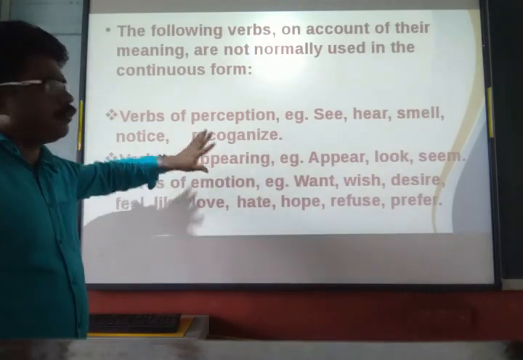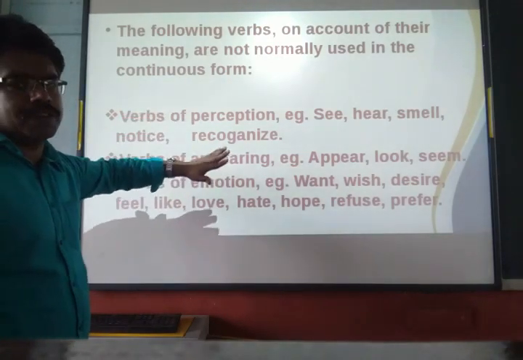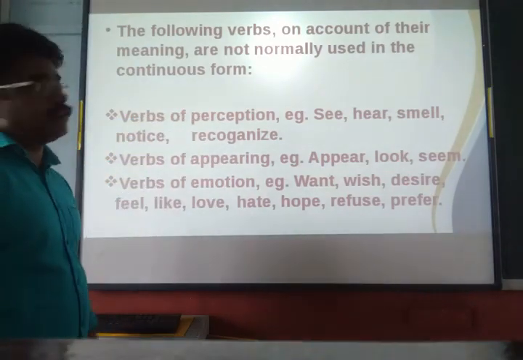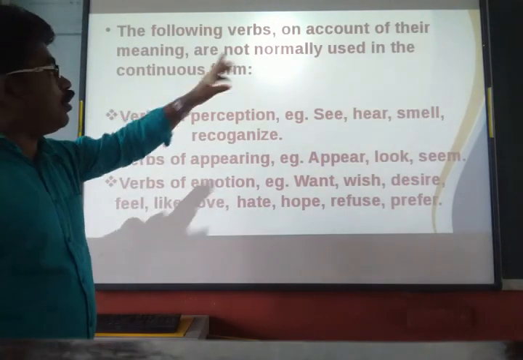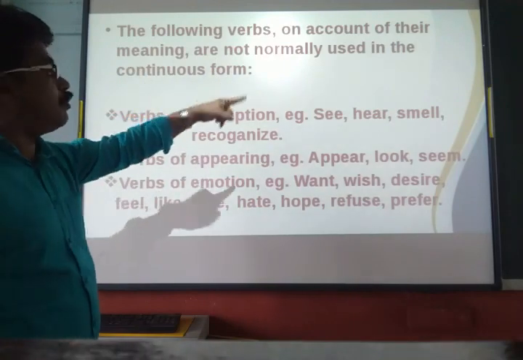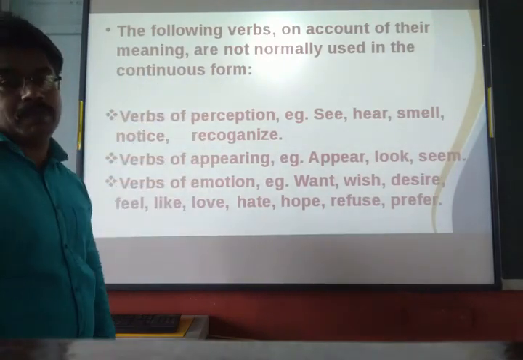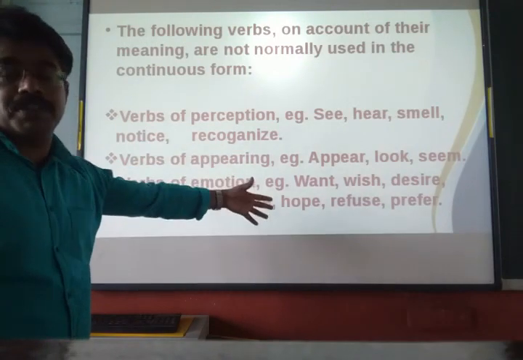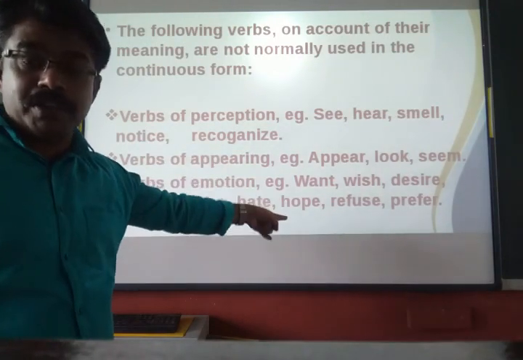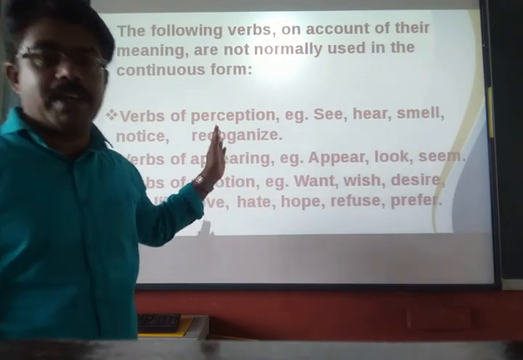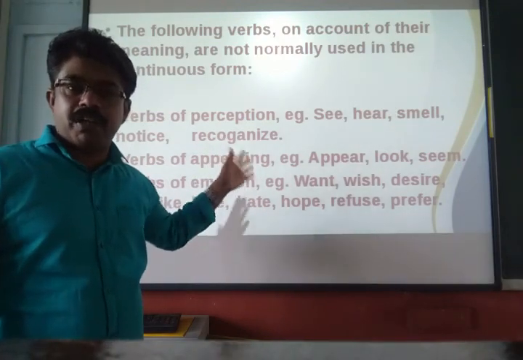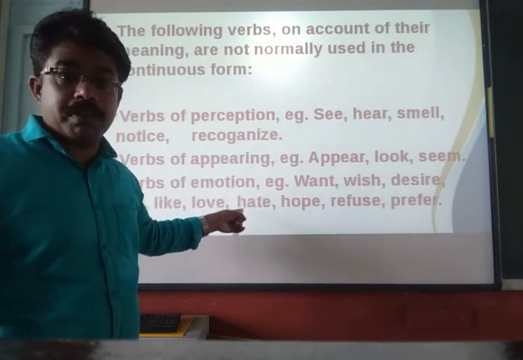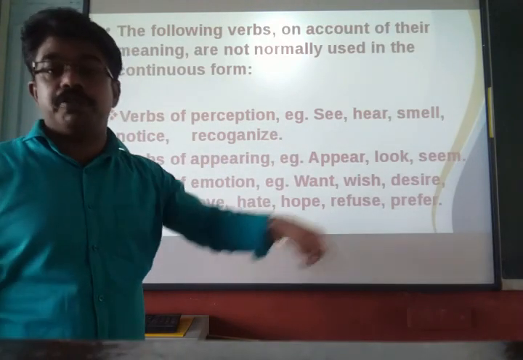Now we are speaking about something apart from the usages. Rather, we may have to say, not to be used. The following verbs, on account of their meaning, are not normally used in the continuous form. I have given a long list of verbs that cannot be used. So far I was telling where the continuous tense can be used, but here I am speaking about something that cannot be used in the continuous form.